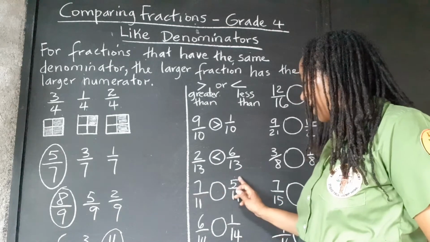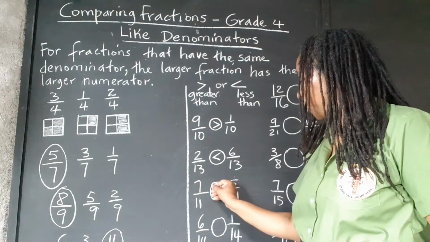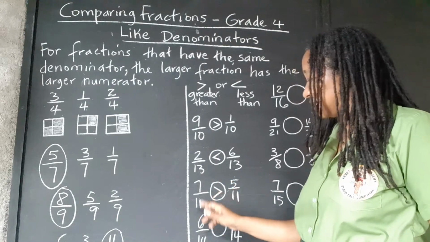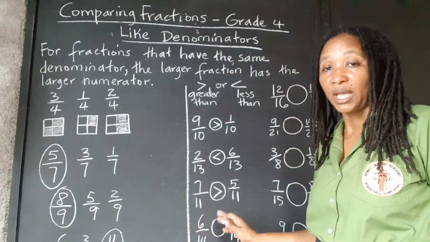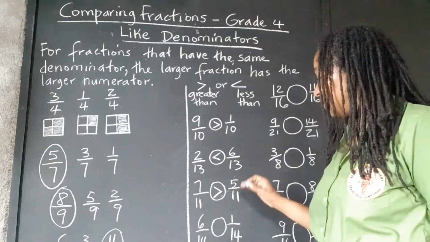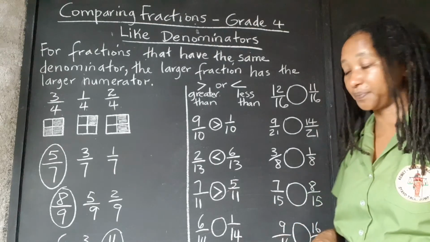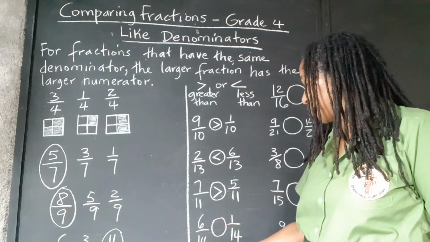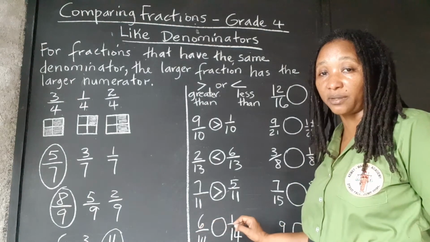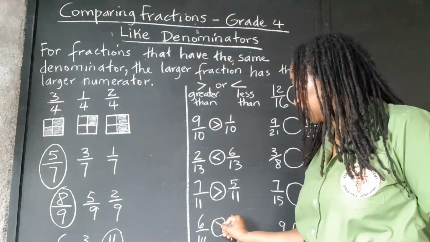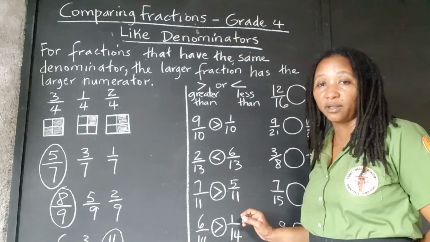7/11, 5/11. 7 is bigger than 5, so we're going to put the greater than sign to say 7 things out of 11 things is a bigger share than if you just got 5 things out of that 11 things. 6 out of 14 and 1 out of 14. 6 is bigger than 1, so we're going to say that 6/14 is greater than 1/14.